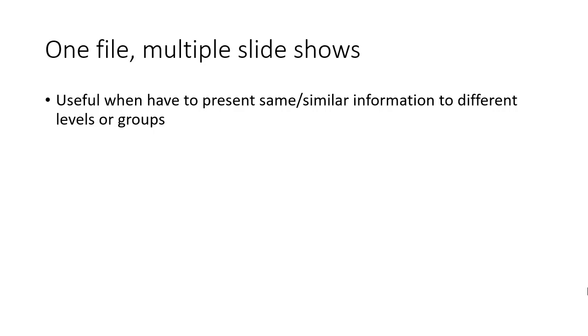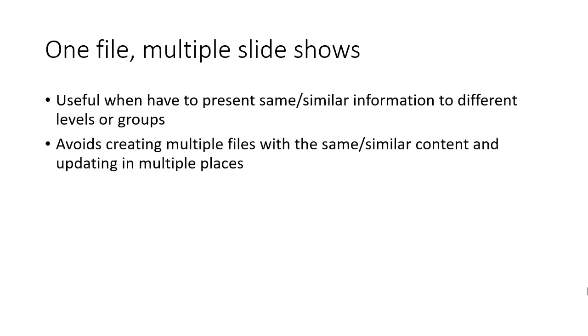So maybe there's an executive version of the presentation, and then there's a version for supervisors, maybe, and then staff. So it's the same or similar information that has to be presented to different levels. And often it's different levels of detail that you have to present for each of these audiences. Typically what most presenters will end up doing is creating 3 files, let's say one for each of those groups, and then it's a lot of effort to maintain them.